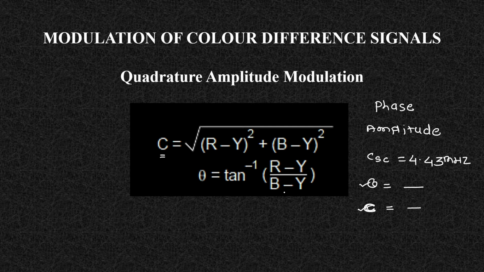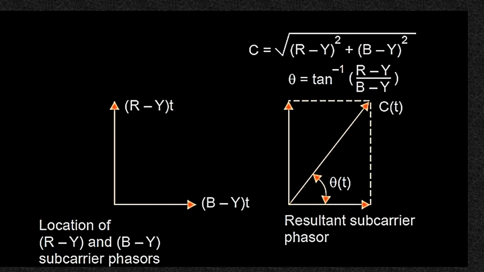Now we'll take one example of a color and calculate all these things to see how this happens. I'll take the example of red color first and then we'll go for yellow color. On the x-axis you have B minus Y, positive, and on the y-axis you have R minus Y. The locations of the R minus Y and B minus Y subcarrier phasors are given here. Then your resultant will be the square root of (R minus Y) squared plus (B minus Y) squared, which we have seen in the previous slide, and your phase will be tan inverse of (R minus Y) divided by (B minus Y).